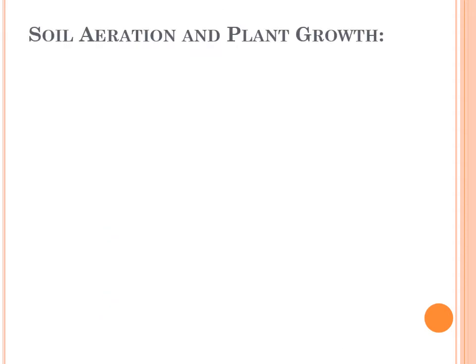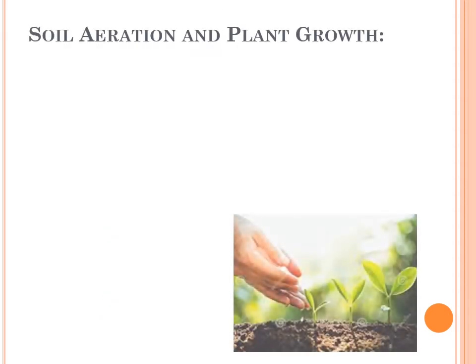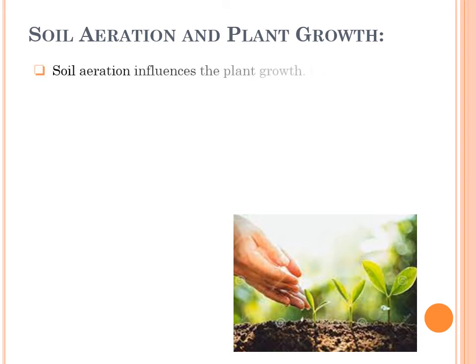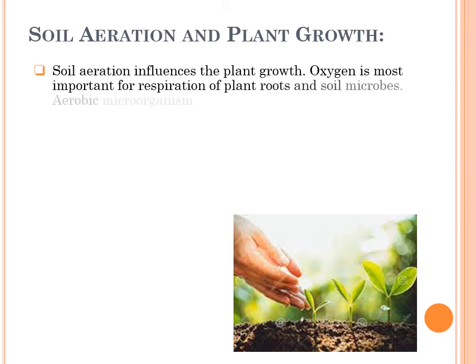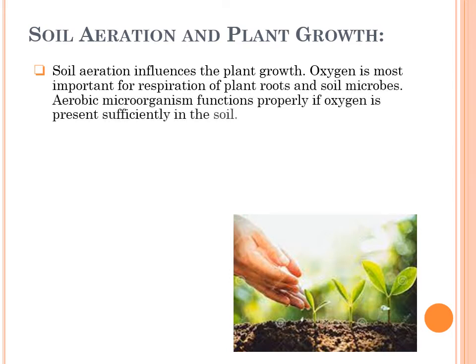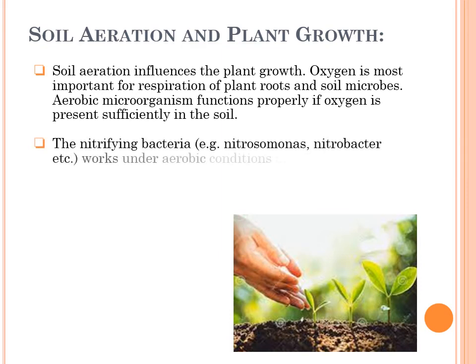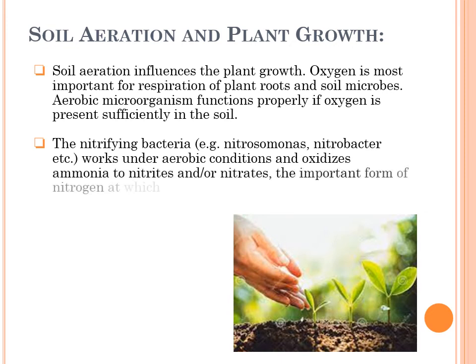Now you must be wondering about soil aeration and plant growth. Soil aeration influences the plant growth. Oxygen is the most important for the respiration of plants and soil microbes. Aerobic microorganisms function properly if oxygen is present sufficiently in the soil. Soil microorganisms decompose the organic matter in aerated soil and nutrients are liberated for the growth of the plants.